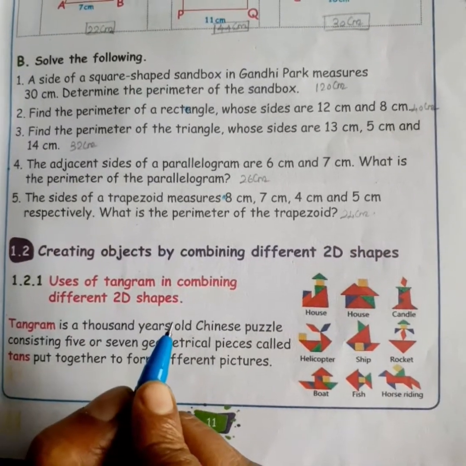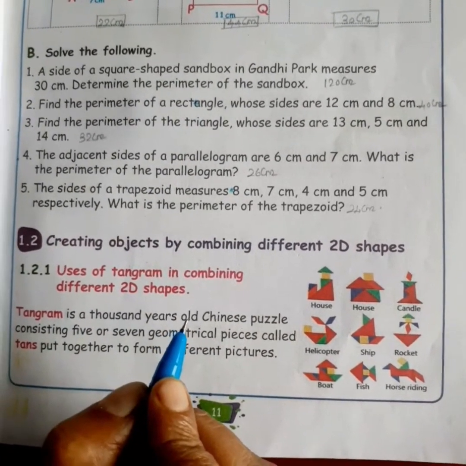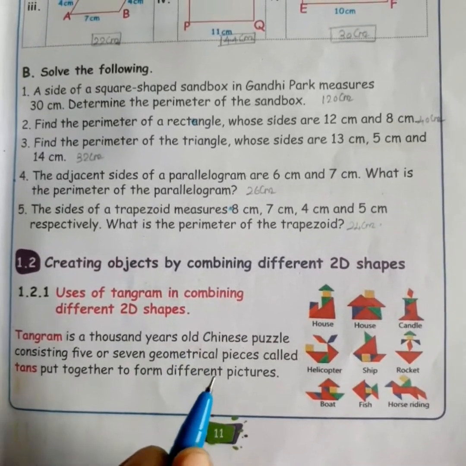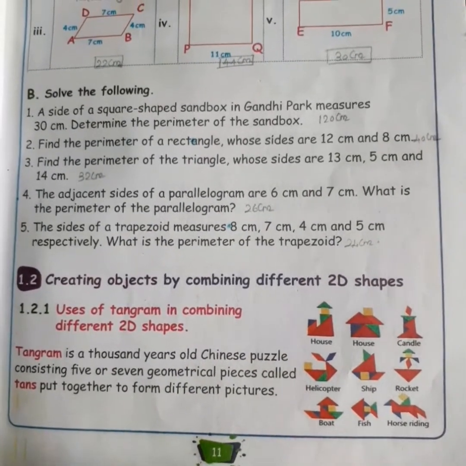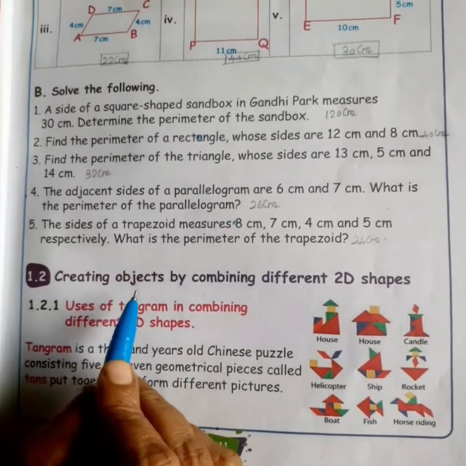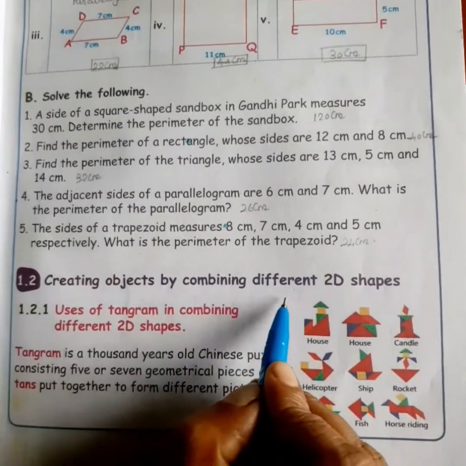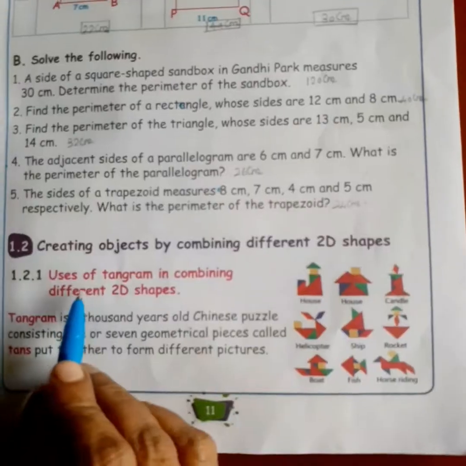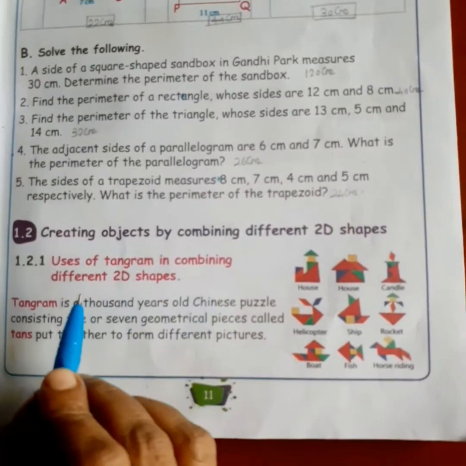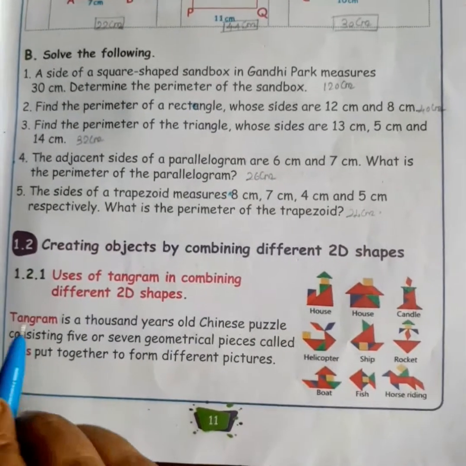Students, in the last class we have seen the properties of 2D objects. Students, now turn to page number 11. Creating objects by combining different 2D shapes. Uses of tangram in combining different 2D shapes.